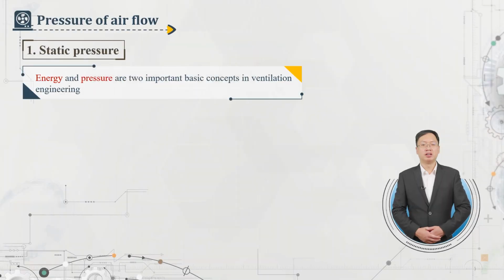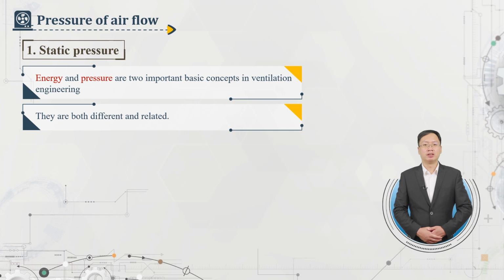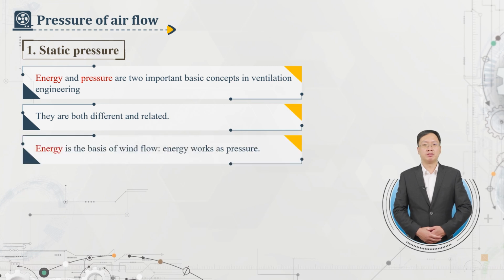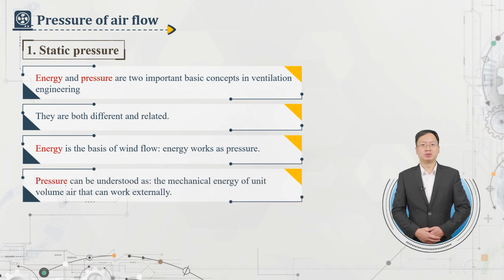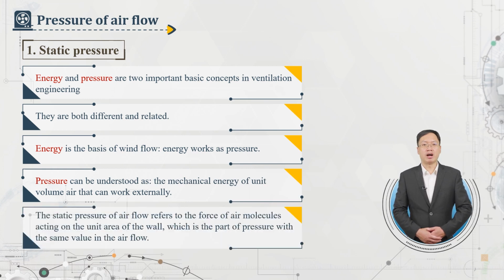Energy and pressure are two important basic concepts in ventilation engineering. They are both different and related. Energy is the basis of wind flow. Energy works as pressure. Pressure can be understood as the mechanical energy of unit volume air that can work externally. The static pressure of airflow refers to the force of air molecules acting on the unit area of the wall, which is part of pressure with the same value in the airflow.